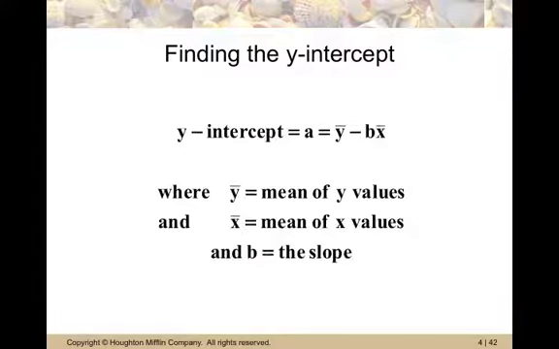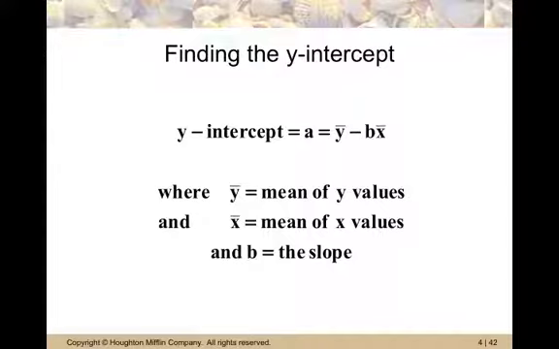So for finding the y-intercept, you're going to take the slope that you just found with that big old formula, which you don't need to memorize, you just need to be able to use, and you're going to take x bar and y bar. And you're going to calculate a with a equals y bar minus b times x bar. It's an interesting fact that x bar and y bar always lie on the least squares regression line.